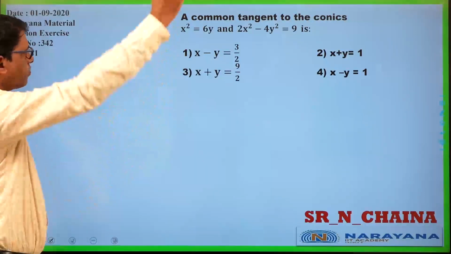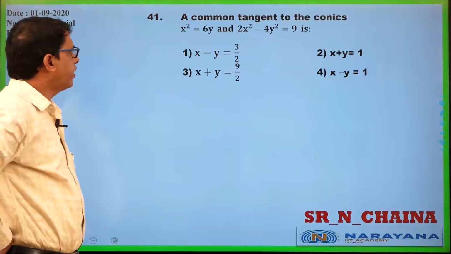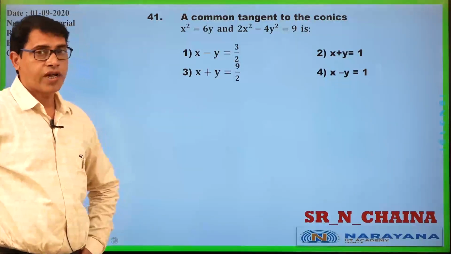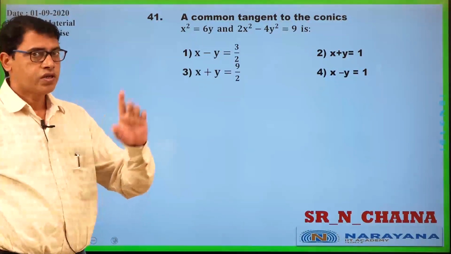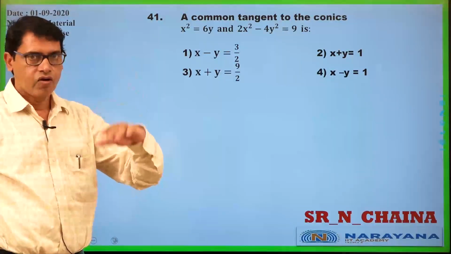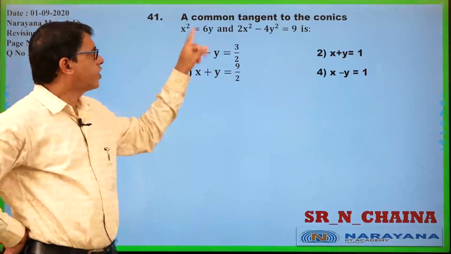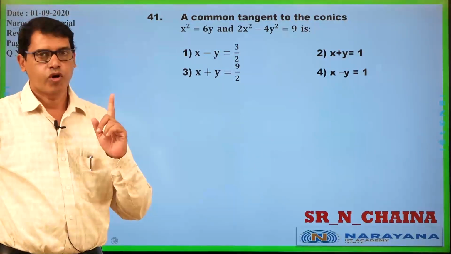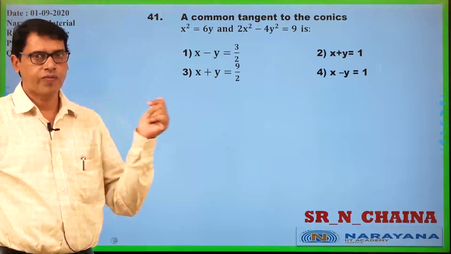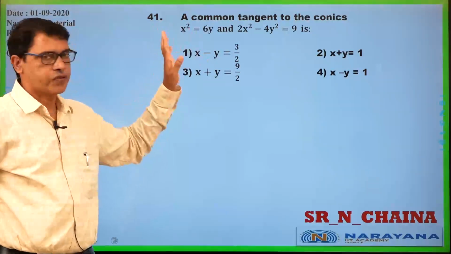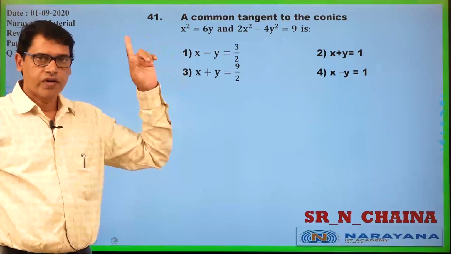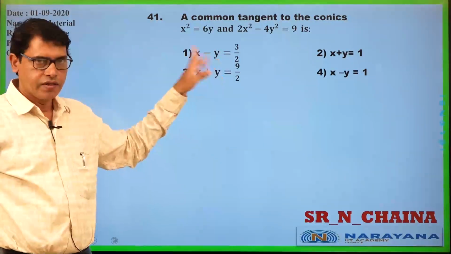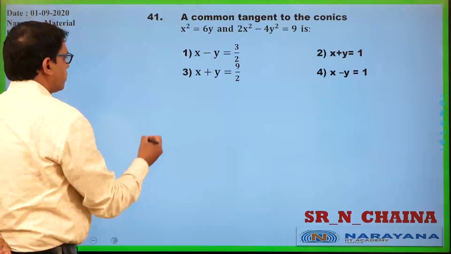Here again the question is based on a common tangent. Earlier, in the common tangent question, the parabola was y square equals 24x. Now the parabola is x square equals 6y. That is the difference. In the previous question the parabola was y square equal to 24x, which is symmetric with respect to x. Now it is symmetric with respect to y. Okay? Now see here.